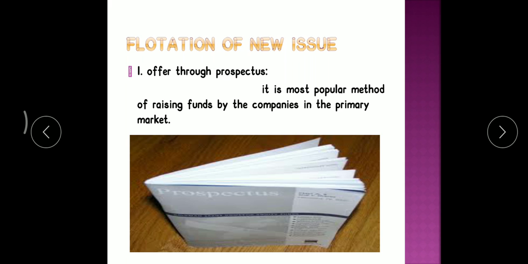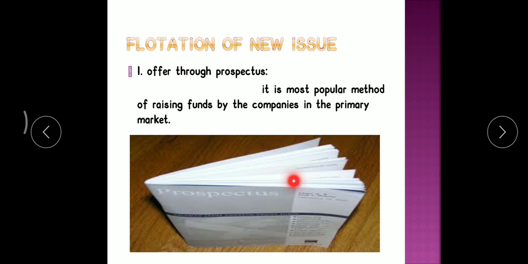Under this method, a public limited company issues a document called a prospectus. See, here is a picture of a prospectus. It looks like a magazine, like a small book. It is a document which contains detailed information about the company.